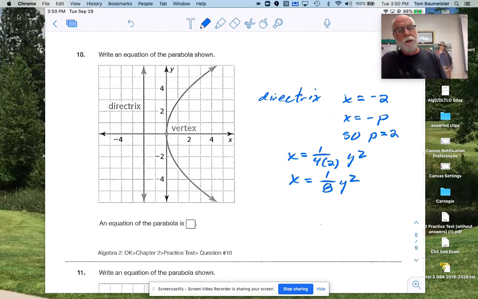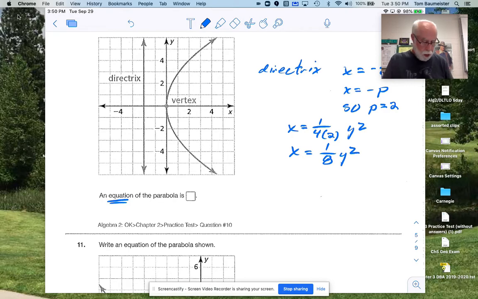Really important, ladies and gentlemen, if you just put the answer as 1/8 y squared, it's going to make it wrong, because it does say here an equation of the parabola. Remember, equation means equals. So if they didn't give you an equal sign, you'd better put an equal sign in there. So on this one right here, you'll be able to tell me that x is equal to 1/8 times y squared. That is your answer. Just don't put 1/8 y squared.